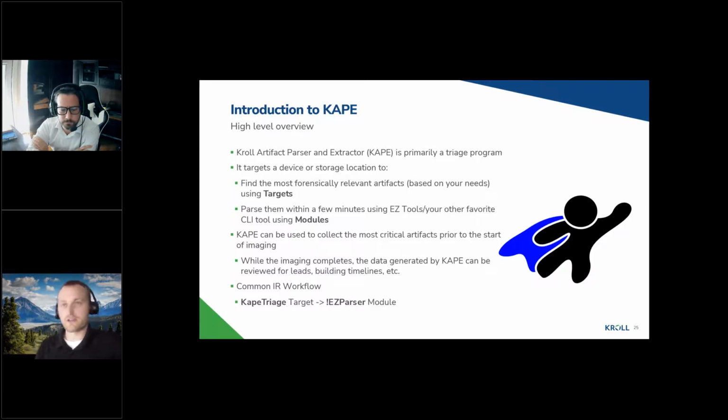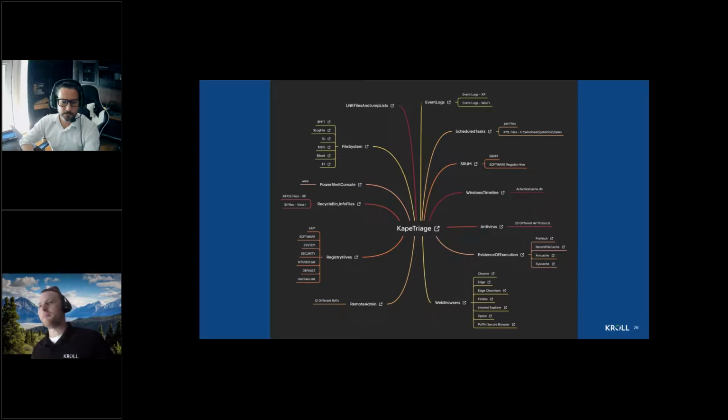So KAPE can be used to collect the most critical artifacts prior to the start of imaging. A lot of times when I run my KAPE triage EZParser workflow, it usually takes about 400 seconds, as long as there's not something anomalous like massive event logs or something else like that. So going right into that KAPE triage and EZParser workflow, here's a couple mind maps I made. Obviously not going to spend a lot of time on this right now, but these are on my GitHub if you ever do want to look at these.